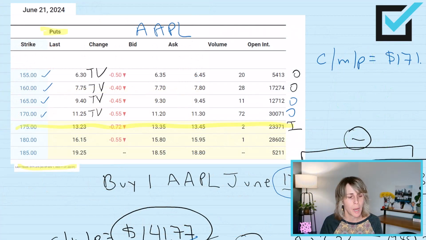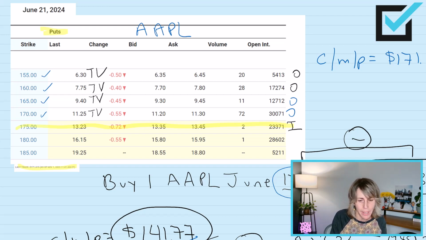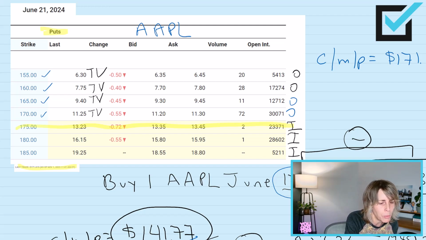What about these last couple that we didn't talk about? If the strike price is 180 and the current market price is 171, is it in the money or out of the money? It is in the money, so it has intrinsic value. If the strike price is 185, the current market price is 171.62. It is also in the money, so these premiums are comprised of some time value and some intrinsic value.